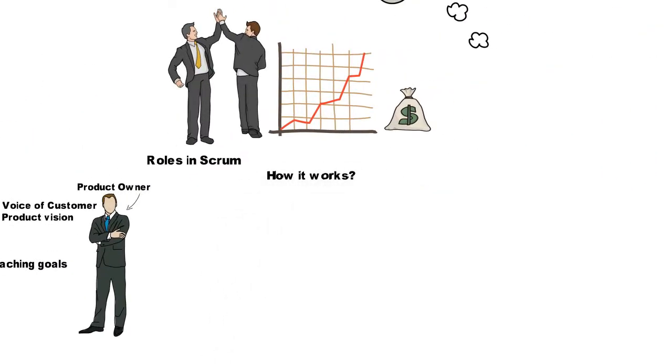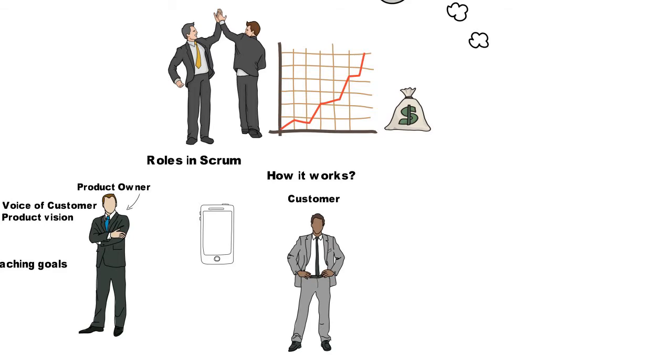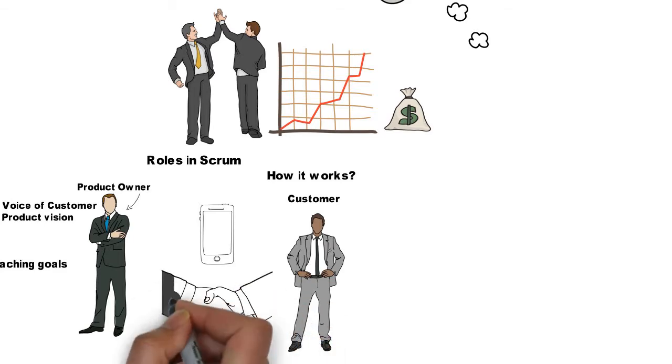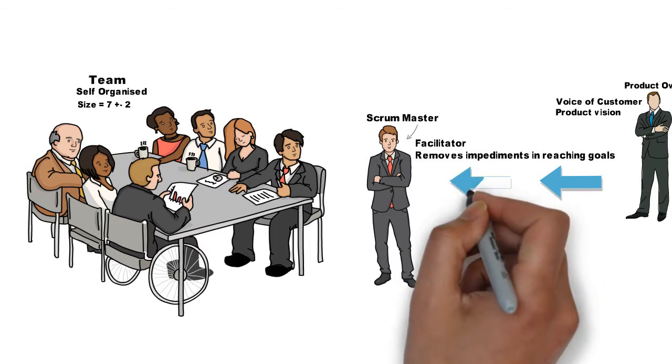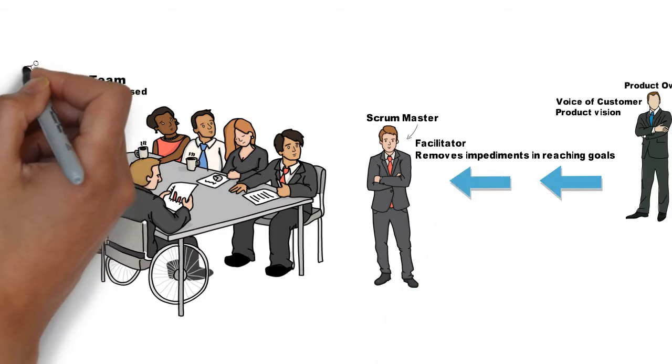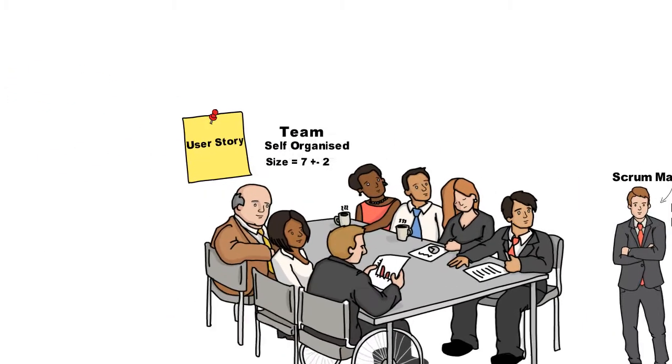How it works. The customer syncs with the product owner with his requirement. The product owner understands the customer's need and both agree on the same. Information is shared with the Scrum Master and the team with clear requirements and scope from the product owner. The team, along with the guidance of the Scrum Master, creates user stories.